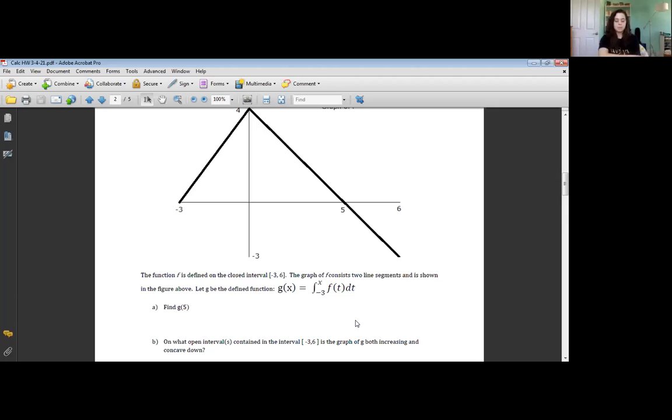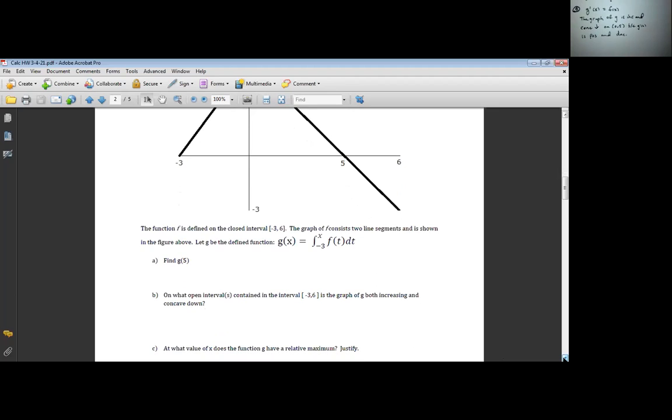Because G prime is both positive and decreasing on that interval. It's positive and decreasing. Perfect. So if that makes sense, you have got all the points for A and B. Takes you to C. Where is there a relative max?